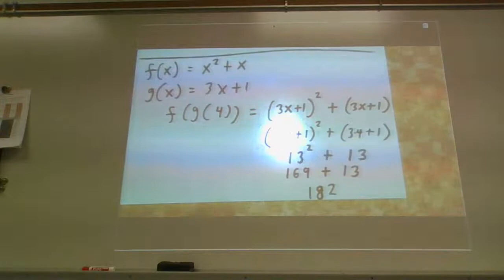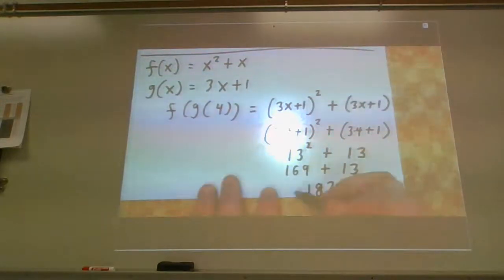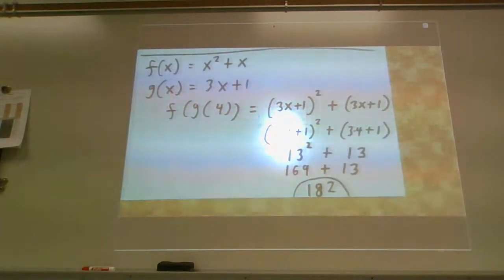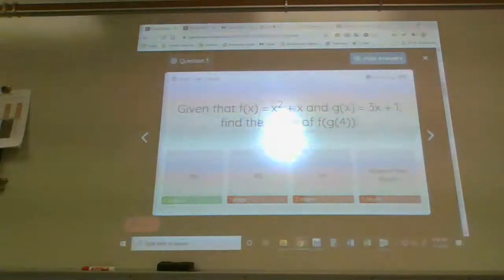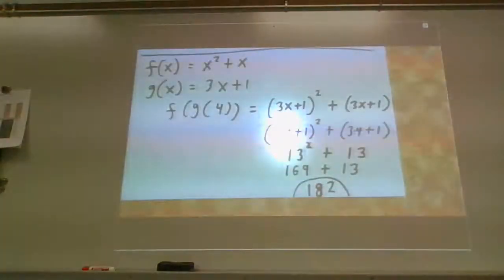Fixed it. Let me double check the quizzes just to see that 182 actually was one of the choices. Yep, there it is. And you can see it right there, 182 being the one in green. Sometimes it does take a little bit of a process.